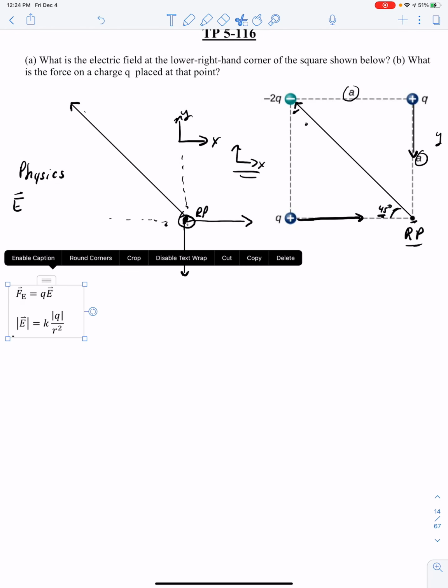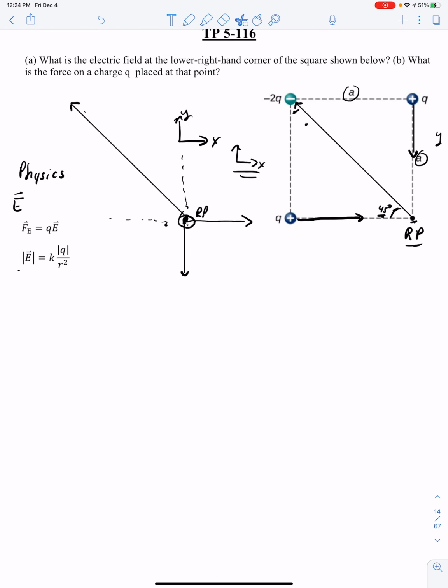Copy, paste, boom. So I have my equations for the electric field. The first one, actually, this is electrostatic force, but you're going to get it because we're going to need it later on in part B. So this one is the one that we need right now.